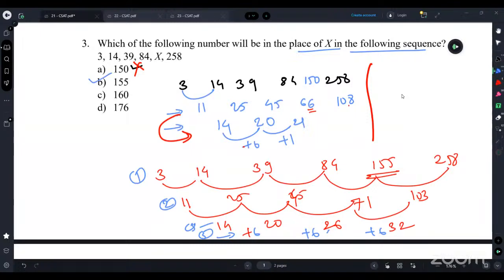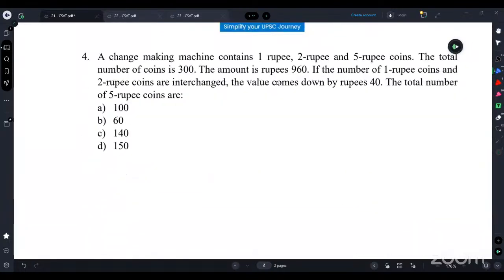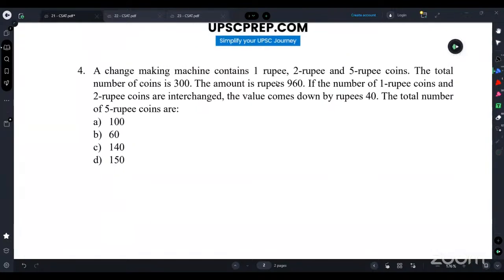You will not see such a difference anywhere else. It will not be in 160, not with option C, and not with option D as well. Only option B is possible. Let's see the fourth one now, guys.